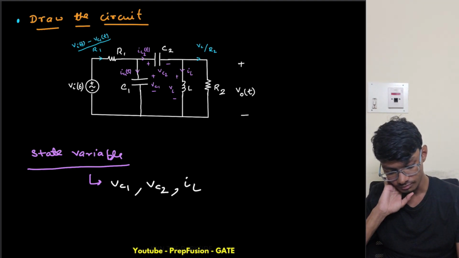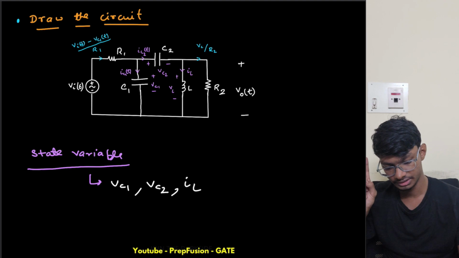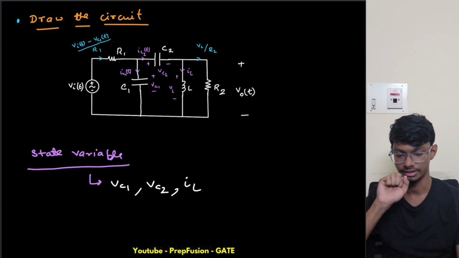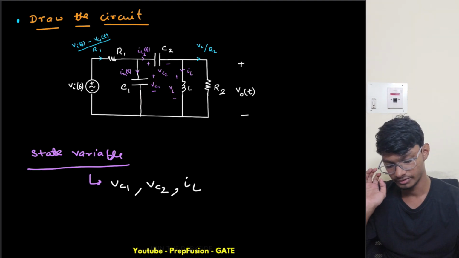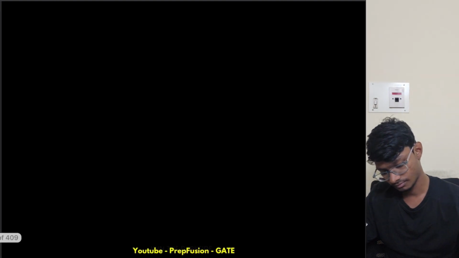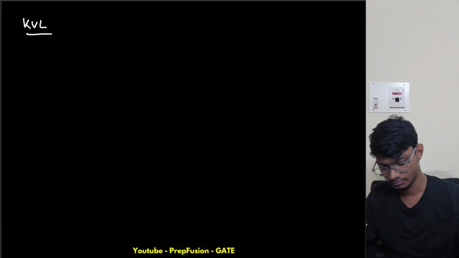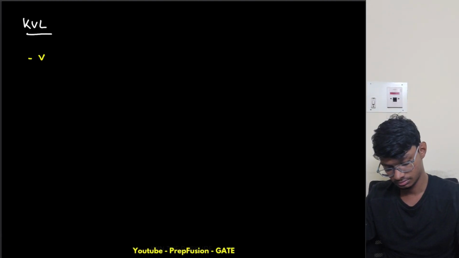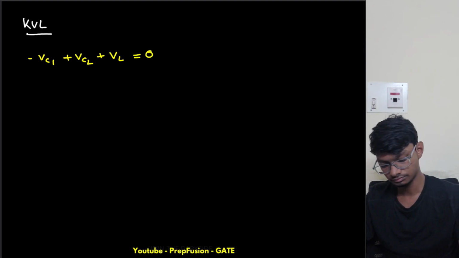So what can I do? The first equation that I can write is this KVL. So I will get the state variable in terms of this one. If I write the middle KVL, what I will get is minus VC1 plus VC2 plus VL equals to 0.